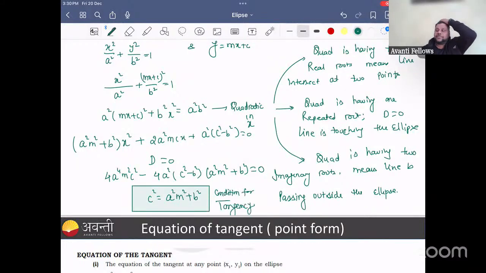Condition for tangency means this is the value of c, plus or minus the square root of a square m square plus b square, for which y equals mx plus c will be touching the ellipse. Understood?